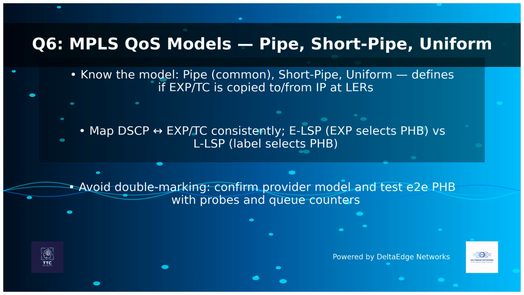Question 6. MPLS QoS Models. MPLS brings in 3 models: pipe, short pipe, and uniform. Pipe is most common. The IP DSCP is not copied at egress. Uniform copies DSCP from MPLS back into IP at the edge. You should also know E-LSPs, where EXP bits define PHBs, and L-LSPs, where the label defines the class. Always check with your provider which model they use to avoid double marking or misclassification.